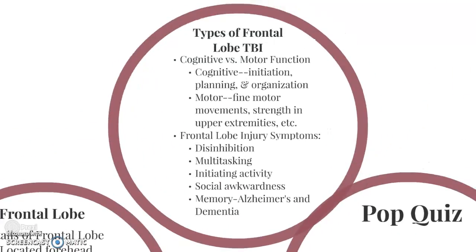Cognitive and motor function come from the frontal lobe, and they can be impaired in TBI. Cognitive function includes divergent thinking, flexibility, problem-solving, attention, memory, and more. Motor function includes fine movements, strength in upper extremity, complex motor movement, spontaneous facial expression, and speaking.